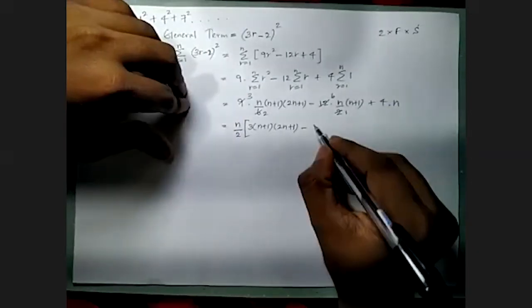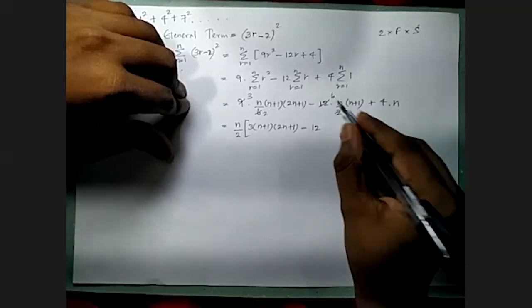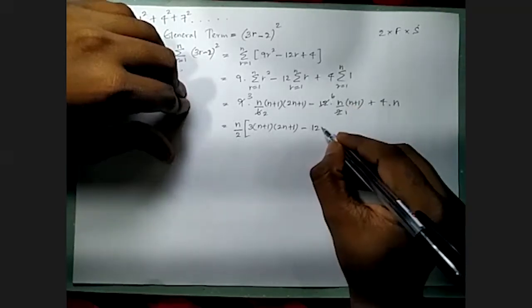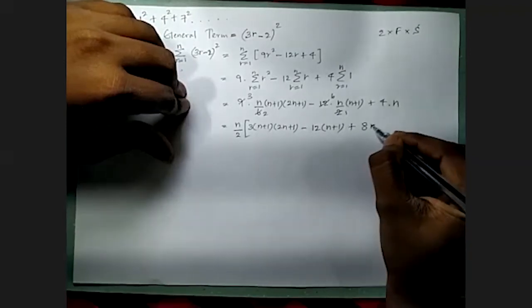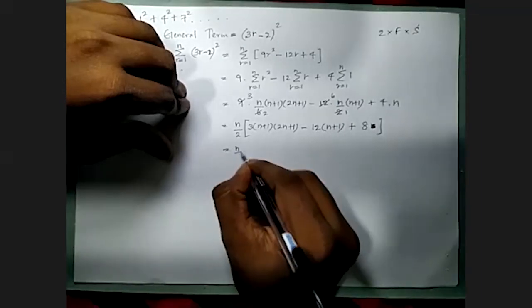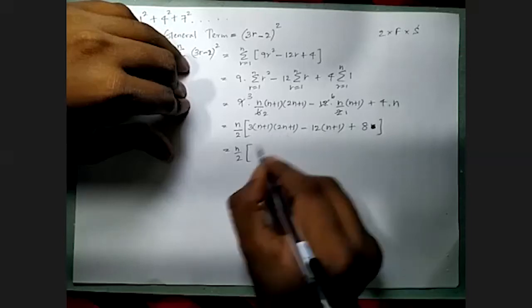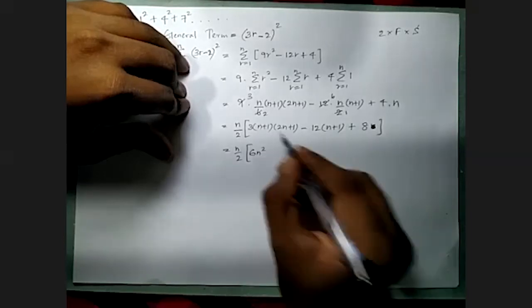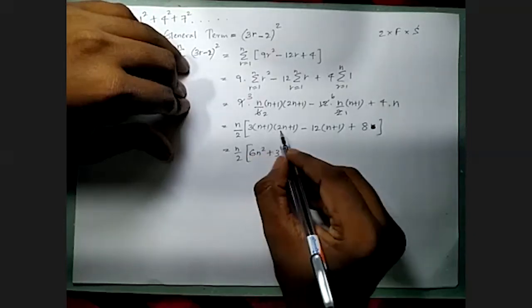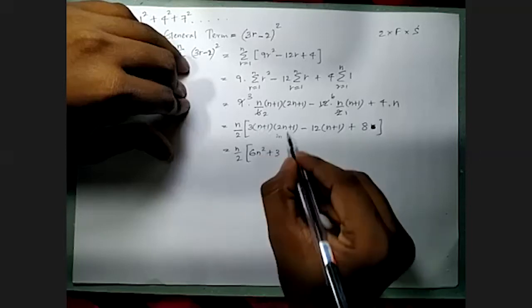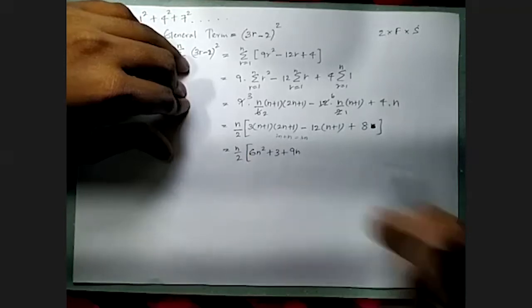Here we have 12 because we didn't have 2. I have to multiply 6 by 2. Here also we didn't have 2. We have to multiply, n is taken out. When I expand, I get 2n square into 3, 6n square. 1 into 1 into 3, 3. 1 into 2 and 2n, n into 1, n. Altogether we have 3n. 3n into 3, 9n.